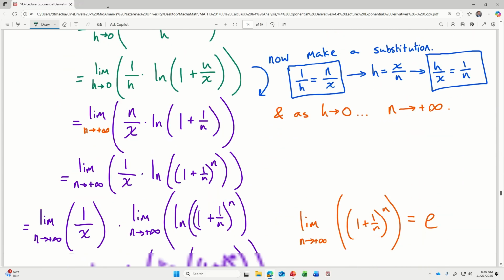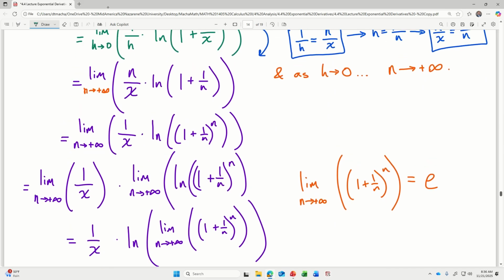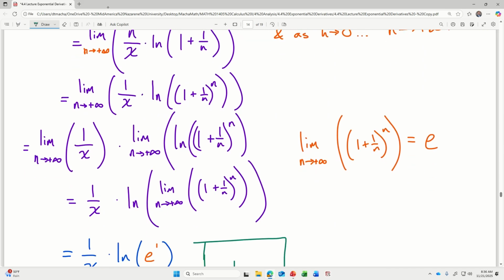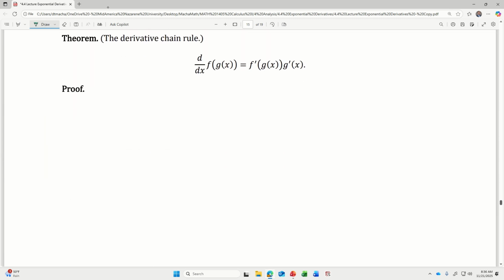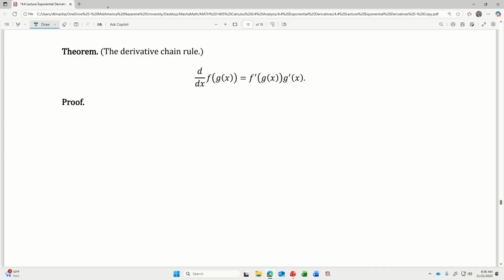And if you ever make a mistake in a proof, which I do all the time, that's why your pencil has an eraser. If you hit a dead end, erase it, go back to where you think you were making good progress and try something else. So I don't know, maybe that's just me. The next thing we're going to prove is the derivative chain rule.